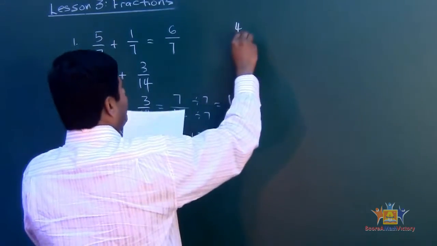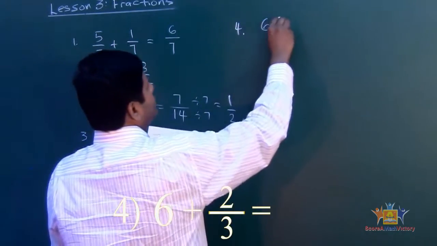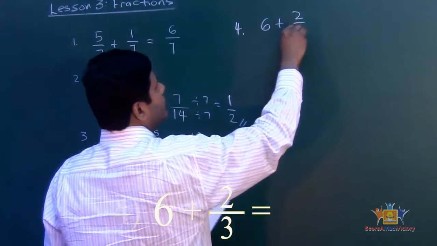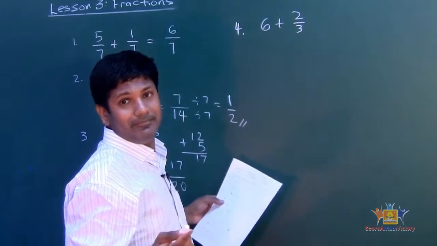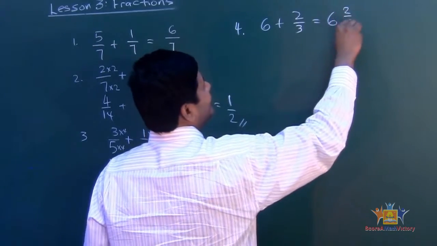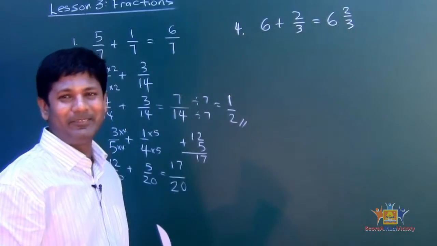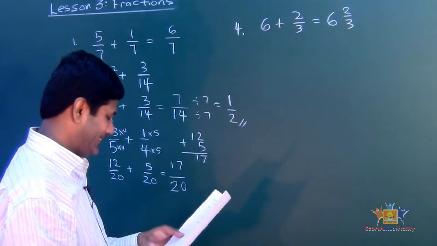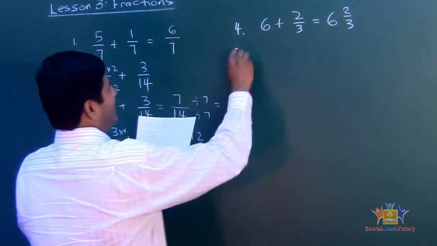Now problem number 4, you're given 6 plus 2 over 3. Pretty easy, isn't it? What is that? 6, 2 over 3. That's it. You combine that. Something we learned from the very beginning of the lessons. Okay, good. All right. Okay, 5.